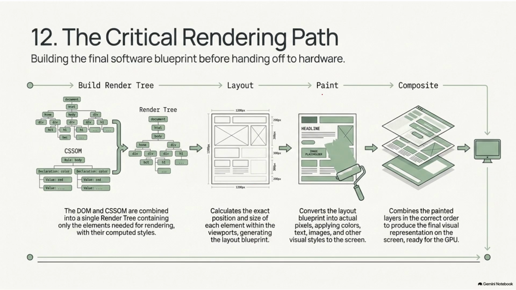Then in the paint phase, what will happen? It will convert the layout blueprint into actual pixels. That means all the CSS colors, text, images, and the visual style will appear on the screen. And then it comes to the composite phase, which combines the painted layers in the correct order to produce the final visual representation on the screen, ready for the GPU. That means it will combine the layout and the paint phase, and then display it in the browser.